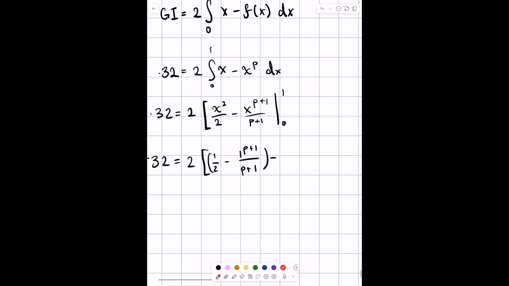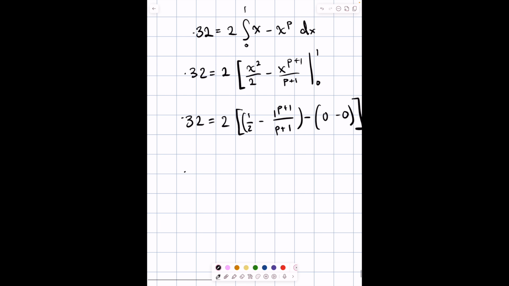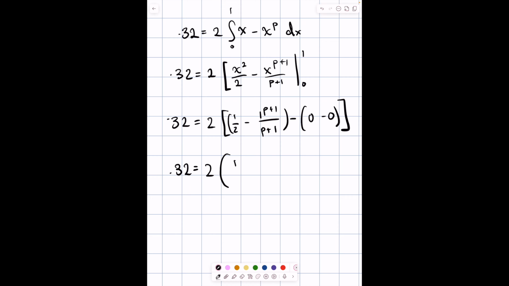And keep in mind, because there are two variables, it might be confusing, but we're integrating with respect to x, so your bounds need to be plugged into the x and not p. And then you subtract 0 minus 0. Okay, keep going. 0.32 is equal to 2 times 1 half minus, well, I know that 1 to the power of p plus 1, 1 to the power of any number is always just going to be 1, so I can just do 1 over p plus 1.